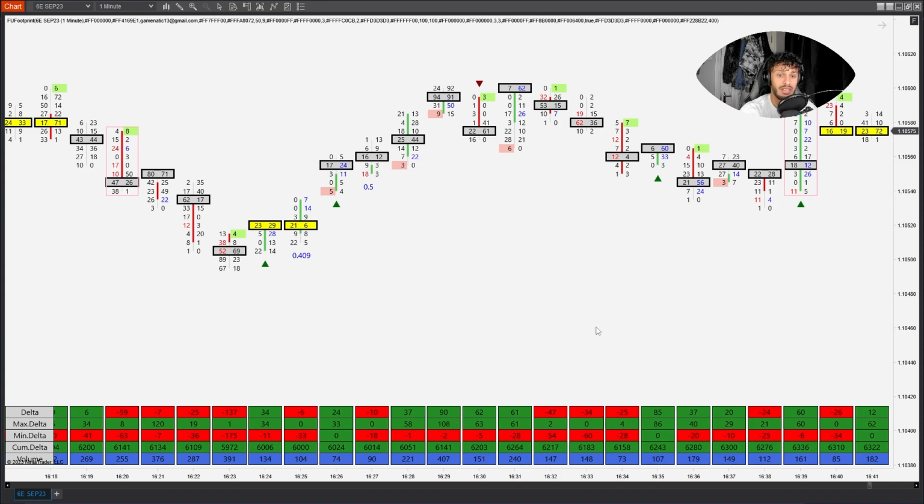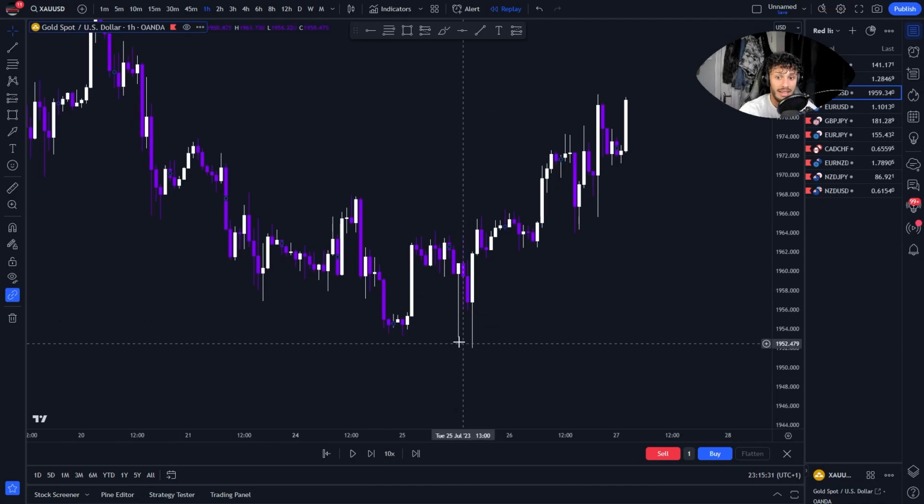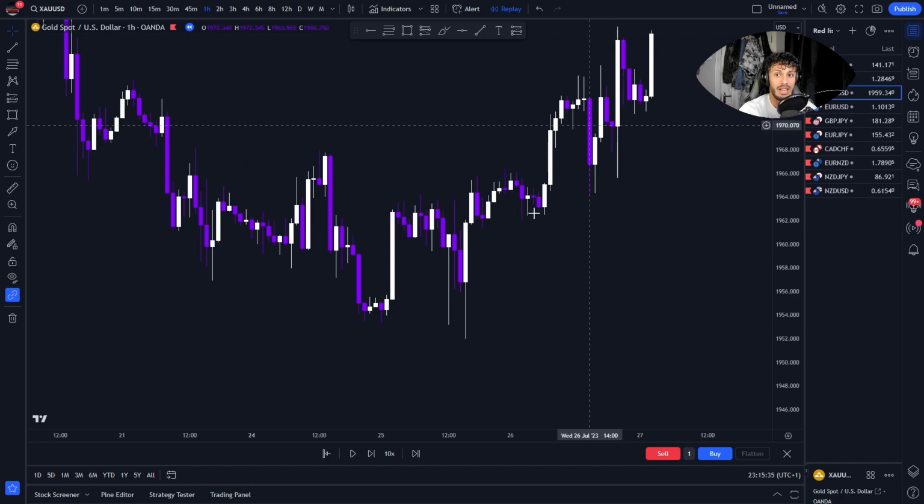Essentially all it tells me is it gives me information in regards to the delta. The delta is the net difference between the buyers and the sellers. Now, the understanding of the buyers and the sellers is actually going to help me determine if these lows right here are actually proper lows that are not going to be tested anymore or not.